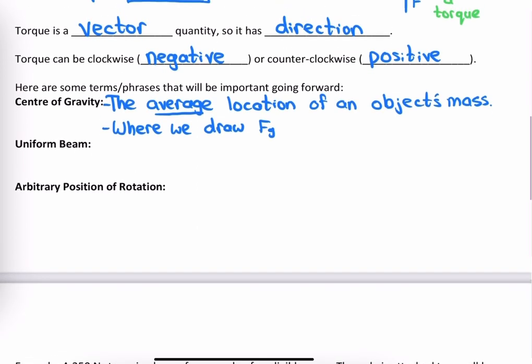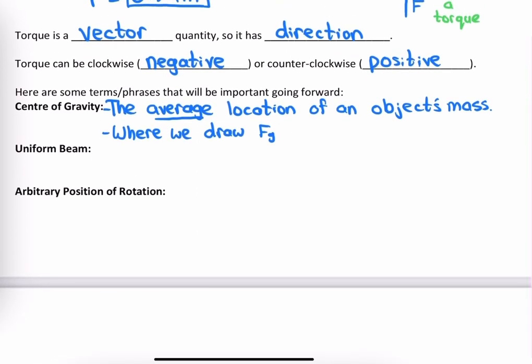And that's an important concept on the topic of torque. So a uniform beam is the same everywhere. What's the same? The material, the shape, the density, the thickness, etc.